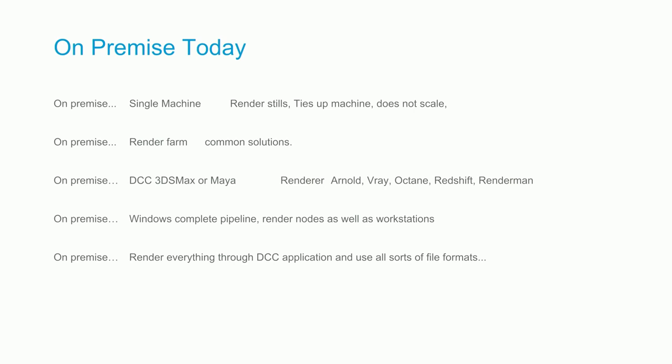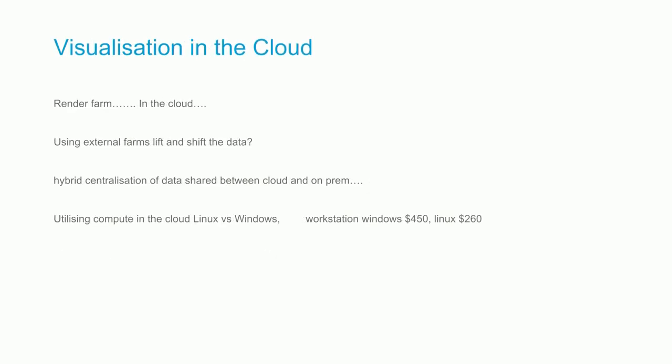And everything that goes through that DCC application uses every file format under the sun. So it will be a PNG, a TIFF, a Targa, or whatever it might be that they push through. So we get all sorts of file formats running through that solution. That's somewhere someone in the room will be at, generally, unless you're really good.